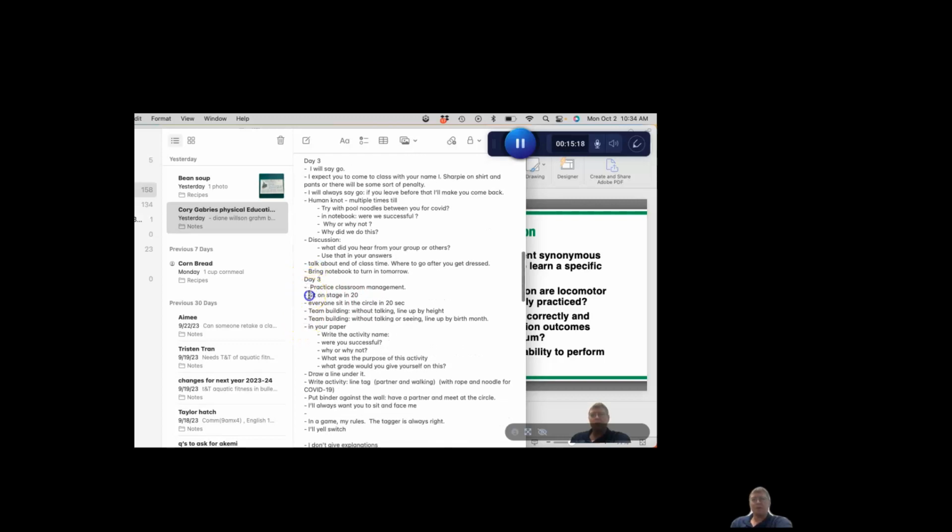This day 3, this is probably the most important thing I learned. Practice your classroom management first. So we would do things like, can you do it in 20 seconds? So I'd have them go from this line to this line as a class. Can you get there in 20 seconds? Sometimes I actually time them.